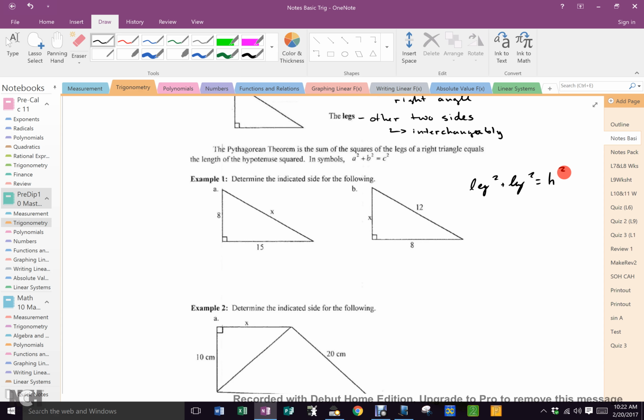So on the tests in grade 7, Mr. Bailey wrote a question. What do you call the longest side of a right angle triangle? Could I remember the word hypotenuse? No. So what did I write on my test? Hippopotamus. What did Mr. Bailey mark it as? Wrong.